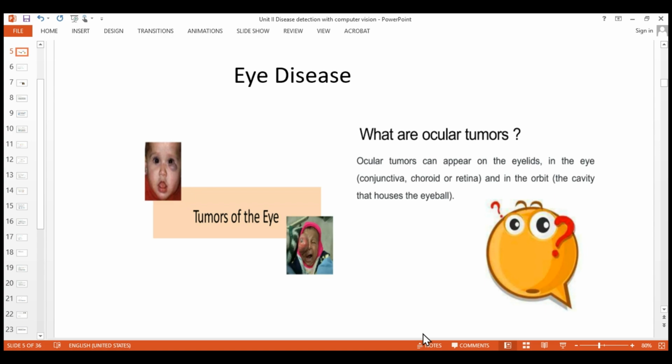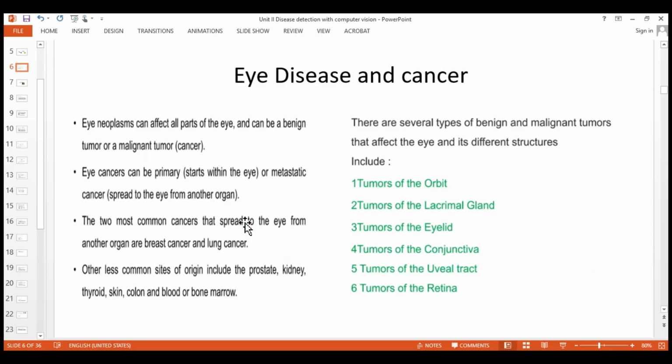Normally we see some patients who are affected with tumor of the eye. The first diagram here shows a small baby affected with a tumor in the eye. It can appear on the eyelid or it can be inside also. Eye neoplasm can affect all parts of the eye and can be a benign tumor or a malignant tumor, which is a cancerous one. It can be in the primary stage or in the advanced stage also.